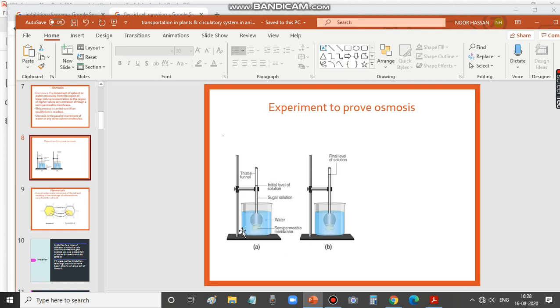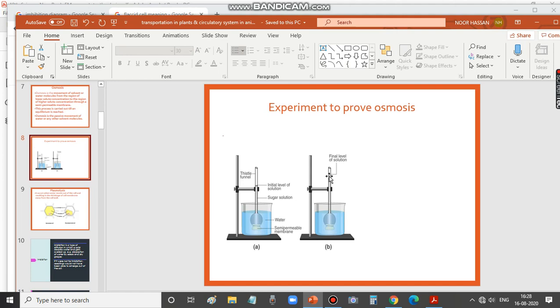Outside, in the beaker, it is water where the solute concentration is less, whereas inside the thistle funnel it is sugar solution, so the concentration of the solute is more. So after some time, the water molecules from the beaker, as it has lower solute concentration, move into this region of higher solute concentration through this semi permeable membrane.